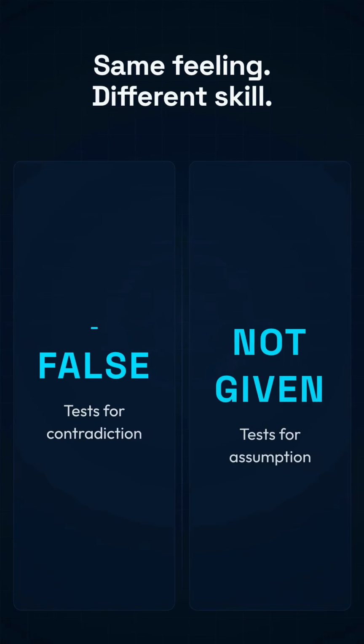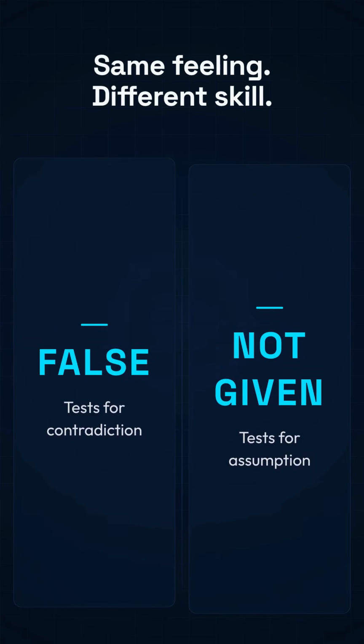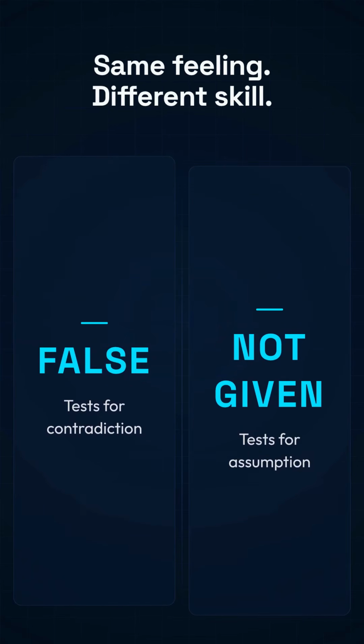True feels obvious. The passage says it, you match it, done. But false and not given both give you that same nagging feeling of something's off here. And that identical feeling is exactly why people mix them up. Here's the distinction almost nobody explains clearly. False tests whether you can spot a contradiction. Not given tests whether you can resist assuming. Those are genuinely different mental moves.